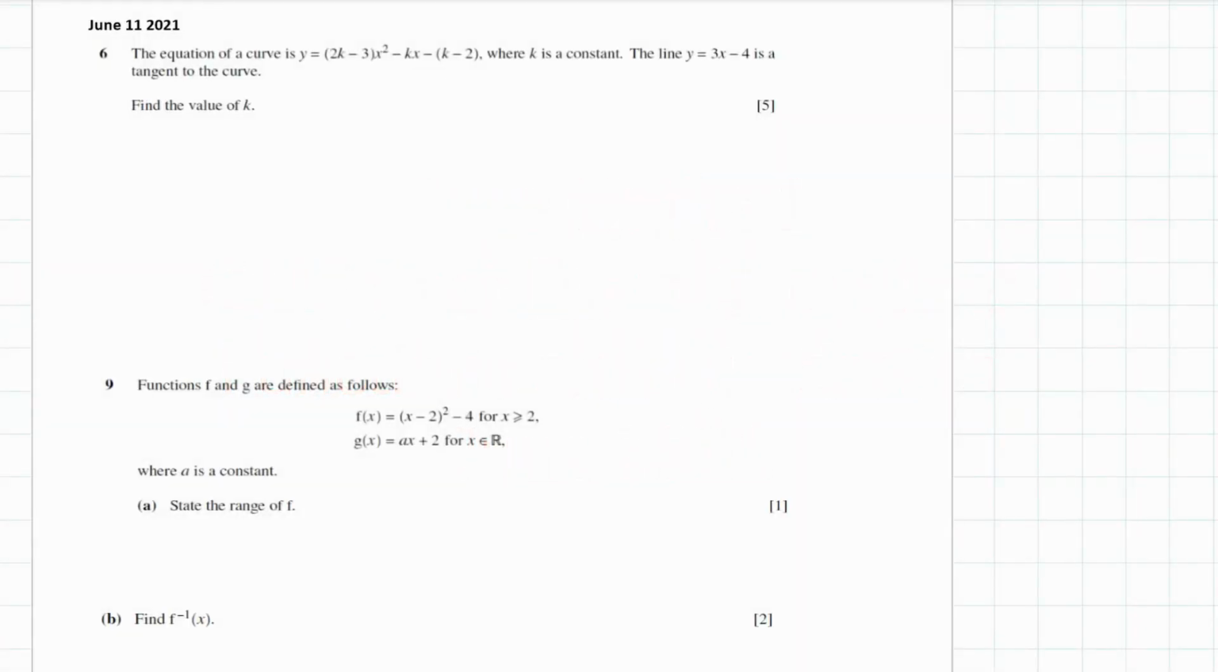Welcome PM1 students. I thought today I would do some quadratics and functions questions from the June 2021 PM1 Cambridge exams. So here we go.